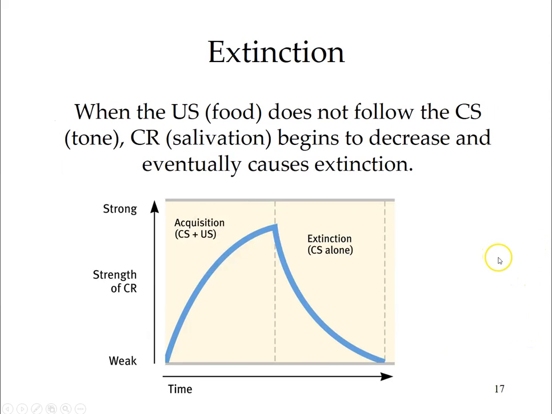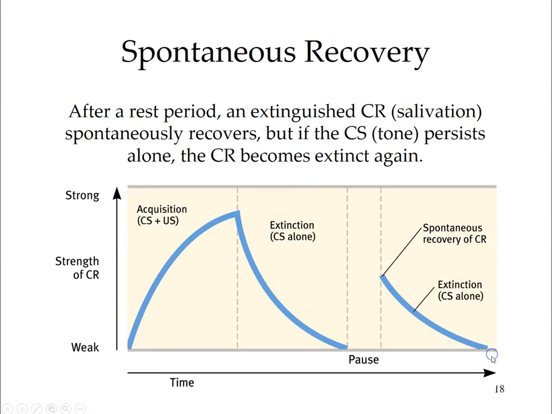Extinction is when the unconditioned stimulus of food does not follow the conditioned stimulus, the tone. The conditioned response begins to decrease and eventually extinction occurs. Extinction refers to the diminishing of a conditioned response when the conditioned stimulus occurs repeatedly without the unconditioned stimulus. Spontaneous recovery is the reappearance, after a pause, of an extinguished conditioned response. Generalization is the tendency to respond to stimuli that are similar to the conditioned stimulus.